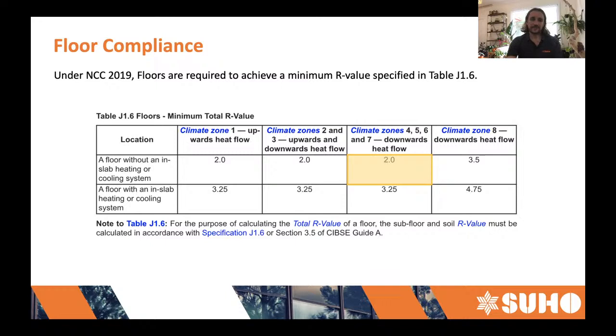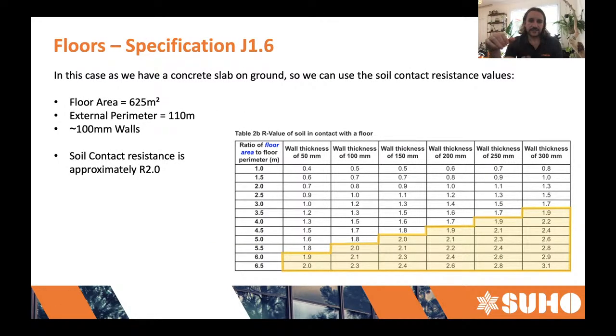As I mentioned a couple of slides ago, we've got upwards and downwards heat flow directions. So in this case, we've got upwards heat flow direction, which is our summer, and downwards heat flow direction, which is our winter. And in this case, we're targeting a downwards heat flow direction, achieving R2. So Specification J1.6 gives, for concrete slab on ground, a soil contact resistance value. That's an effective R value based on the fact that the slab is in contact with the ground, and that provides a certain resistance. So in our example, our floor area was approximately 625 square meters.